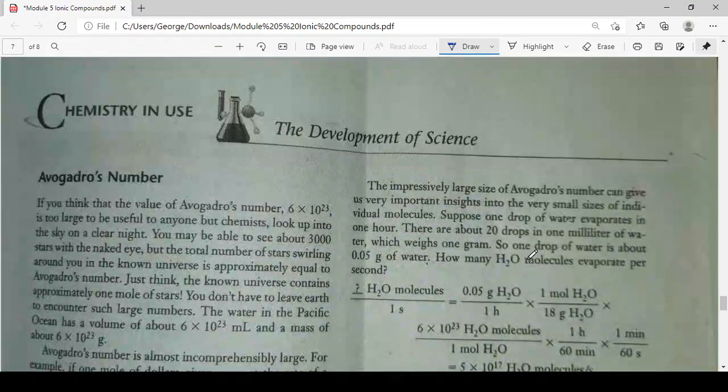So next, we'll discuss your Avogadro's number. If you think that the value of your Avogadro's number, 6 times 10 raised to the power of 23, is too large to be useful to anyone but a chemist, look up into the sky on a clear night. You may be able to see about 3,000 stars with the naked eye, but the total number of stars swirling around you in the known universe is approximately equal to Avogadro's number. Just think, the known universe contains approximately 1 mole of stars.